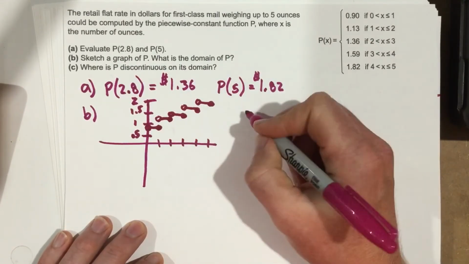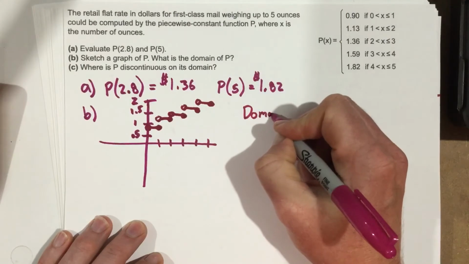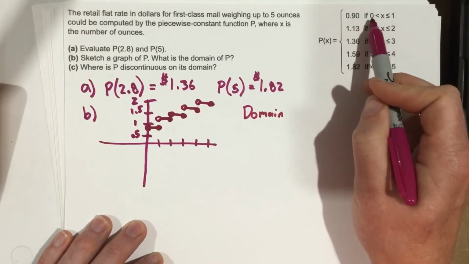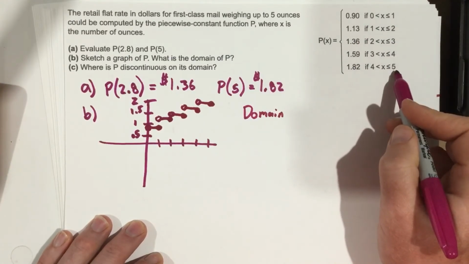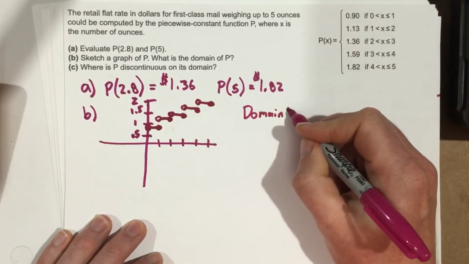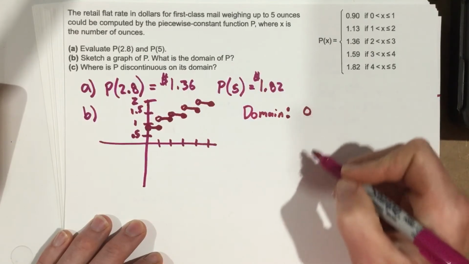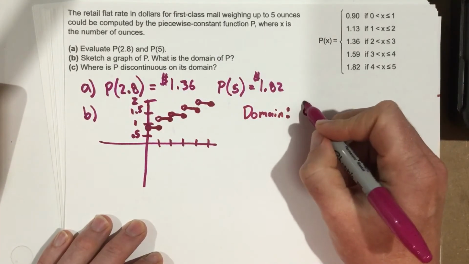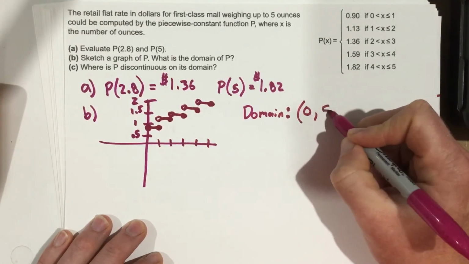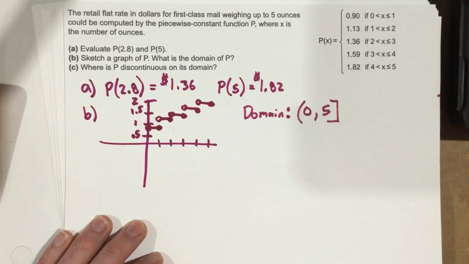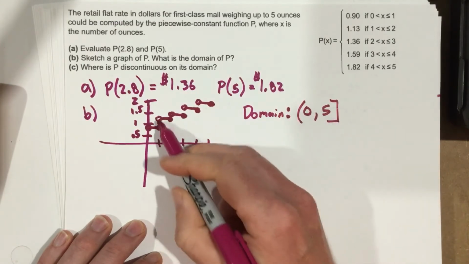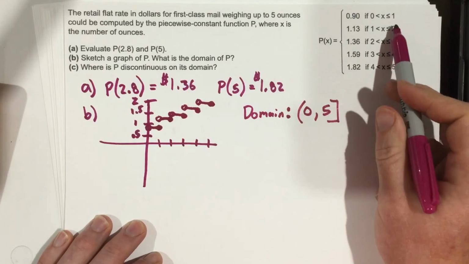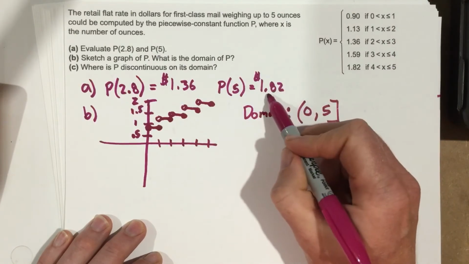Well, the domain of P is what are the input values? Well, you can input anything from 0 ounces to 5 ounces, but you can't actually equal 0 ounces. So 0 ounces, I mean, you wouldn't be shipping anything, right? Everything weighs something. So we're going to say from 0 to 5 ounces, but 5 ounces is included. So our domain goes from 0 to 5. Although it jumps, it's always defined at those integer numbers.